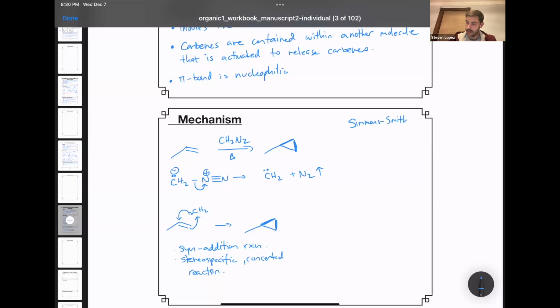Another way to make cyclopropanes involves the Simmons-Smith reaction. Now, we won't talk about the reaction mechanism here because it's outside the scope of this video series and usually outside the scope of Organic 1 classes. But the reaction conditions are still important to know. This also gives a stereospecific reaction that's concerted through a syn addition. And the reaction conditions are CH2I2, that's where the carbene comes from, and we activate that with zinc, copper, and an ether solvent.